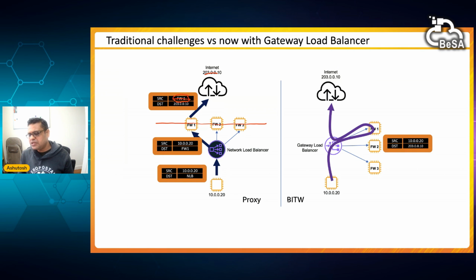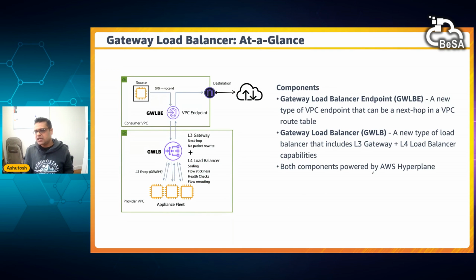Now there is a concept called bump in the wire. Bump in the wire means it does not alter the packet. This is what Gateway Load Balancer does. It just sits inline. It's called an inline appliance. It sits between the source and the destination, and it will not modify the source, right? Source will still be there, destination will still be the same. Based on whatever appliance you have available, it will send the traffic, and it will take care of the availability of these, scaling and all, right?